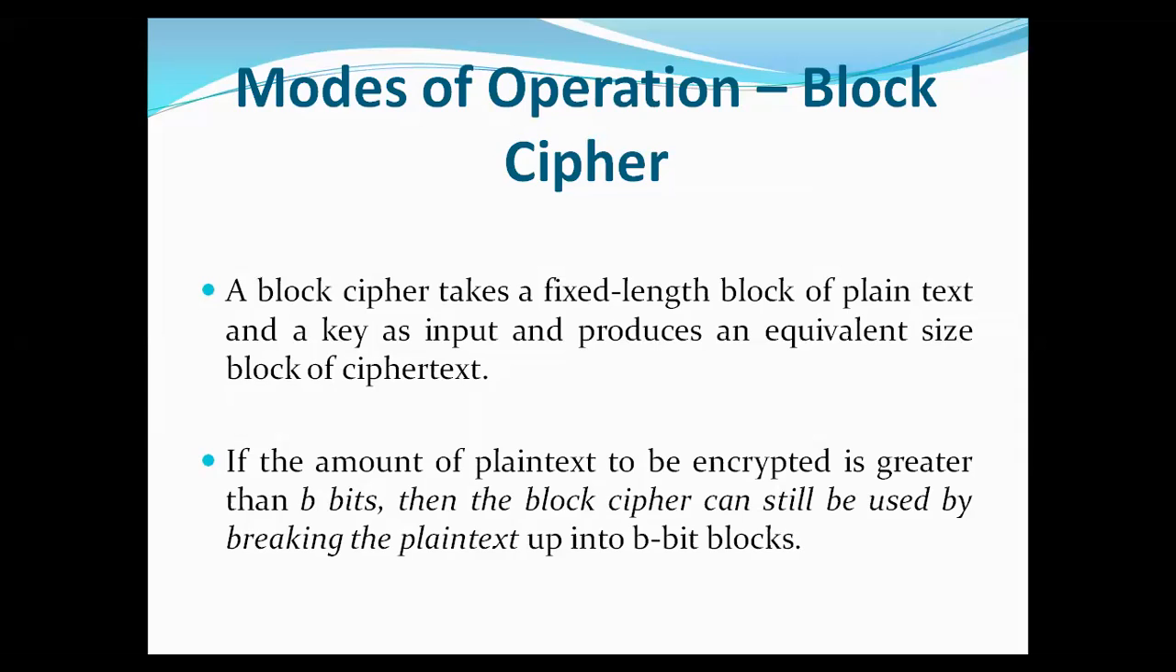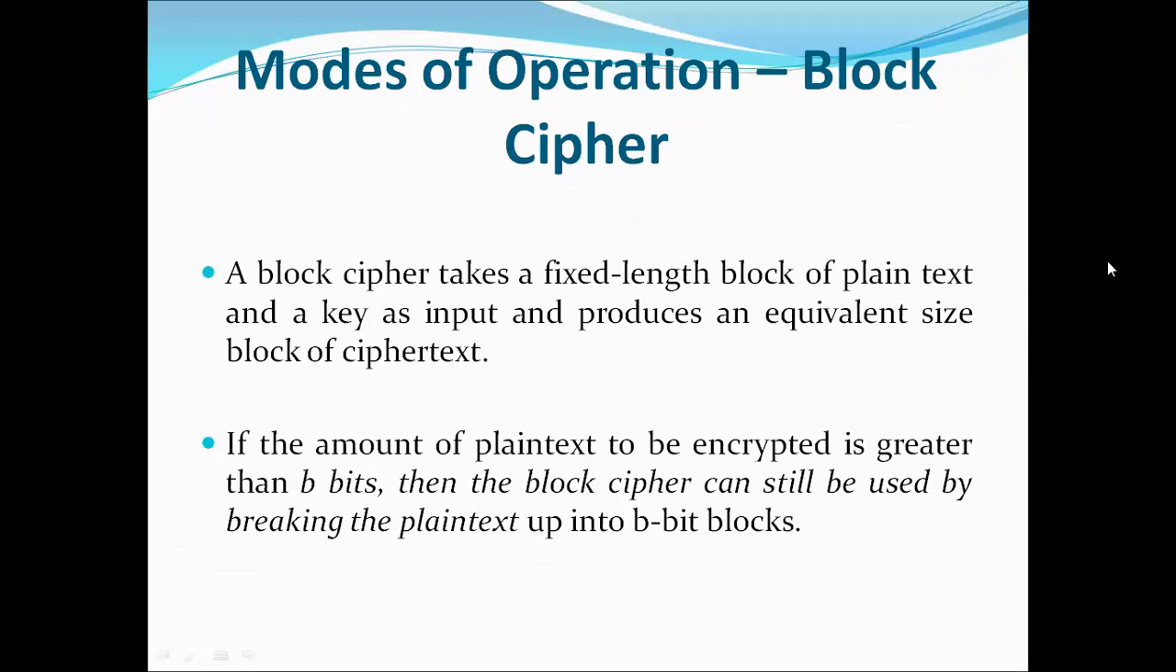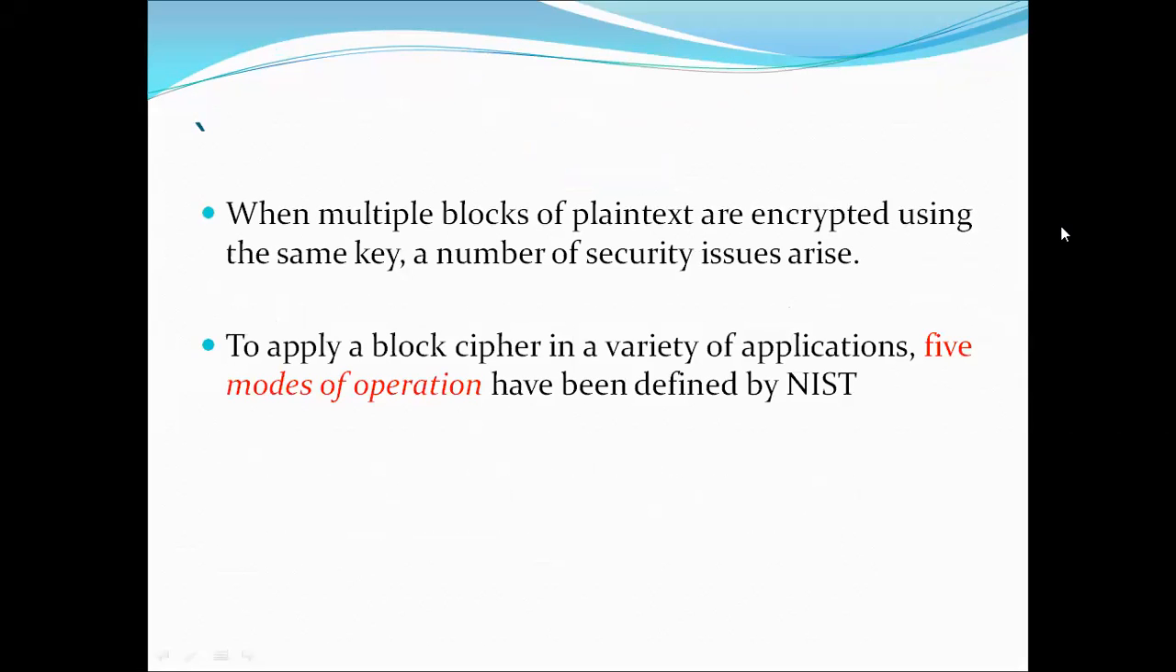If the amount of plain text to be encrypted is greater than, for example, certain bits, then the block cipher can still be used by breaking the plain text into different blocks of size b bits. When multiple blocks of plain text are encrypted using the same key, that is a single key, a number of security issues arise. It is actually a different area. However, to apply a block cipher in a variety of applications, we have 5 different modes of operation that have been defined by NIST.